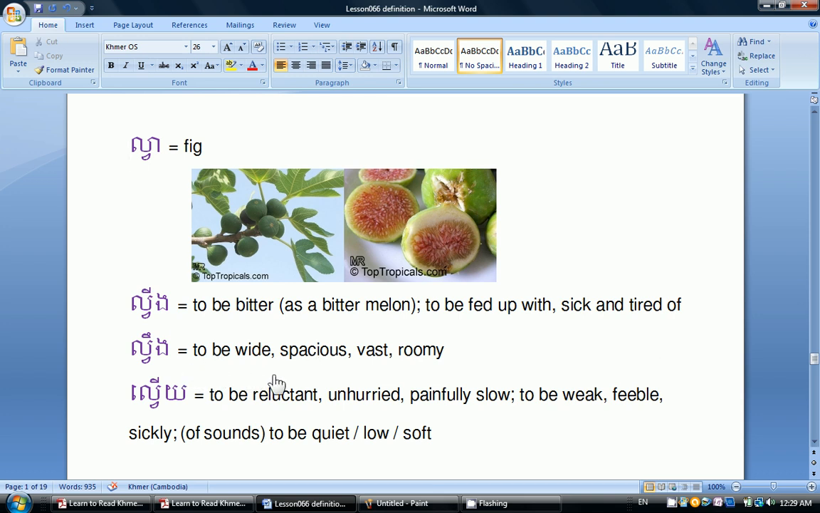Levung means to be wide, spacious, vast, or roomy. Levoi means to be reluctant, unhurried, painfully slow, or to be weak, feeble, sickly, or of sounds to be quiet, low, or soft.